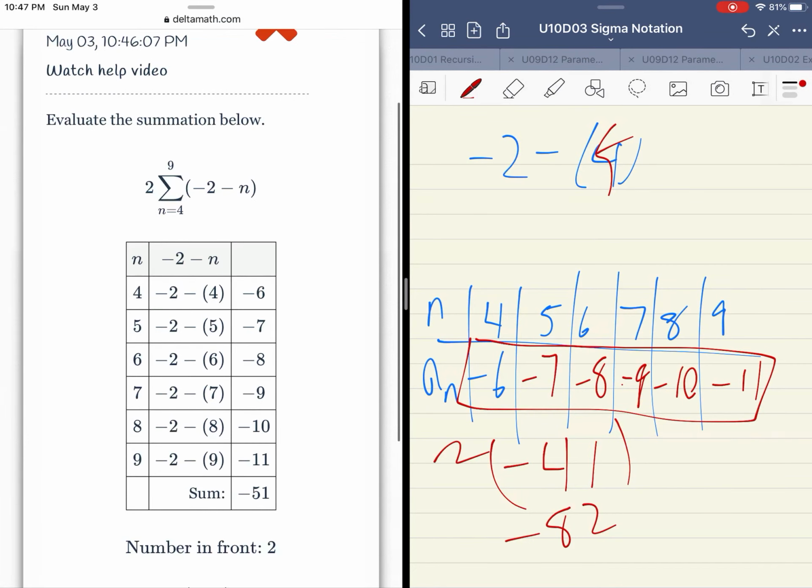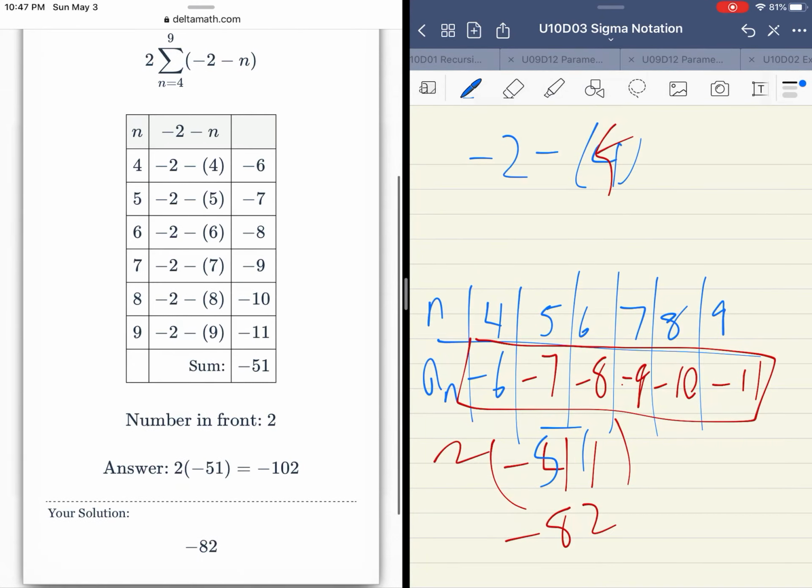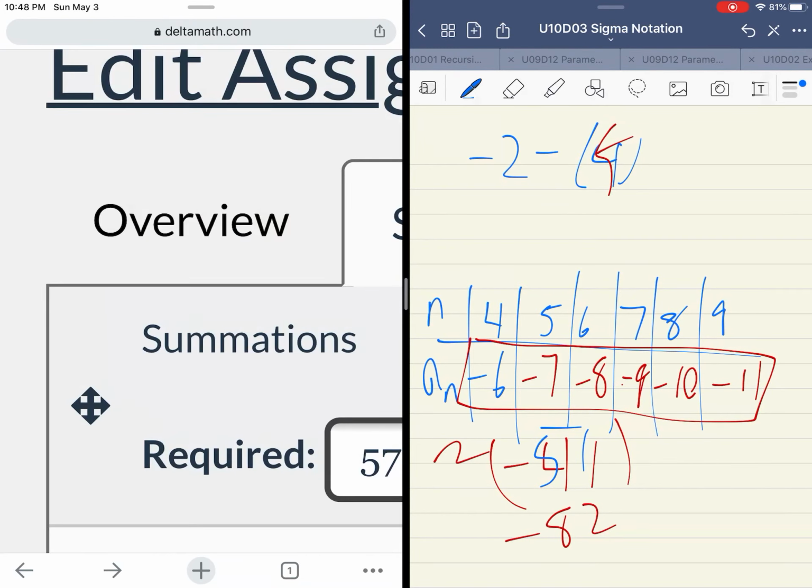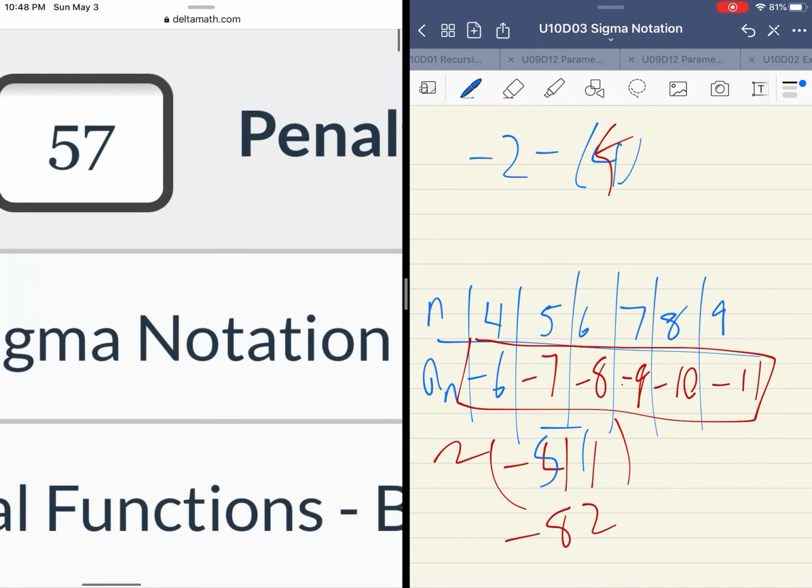Oh, I made a mistake. Let's see, what did I do? What did I forget? Oh, I misadded. Apparently I should have gotten 51 by adding, but I misadded. I would have then multiplied that by 2 and gotten -102, so that was an error on my part. Let's take a look at the second topic.